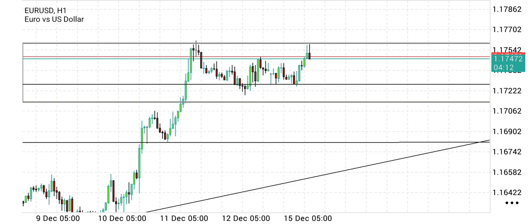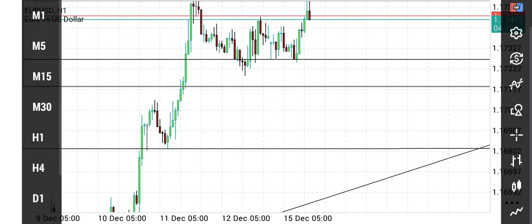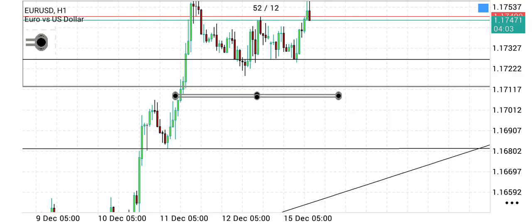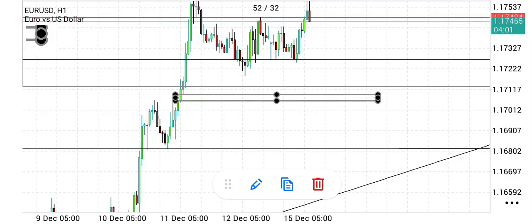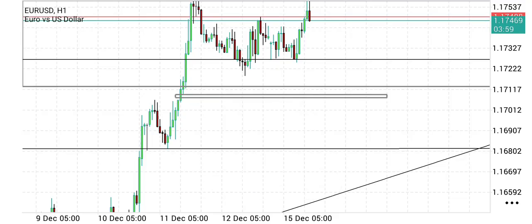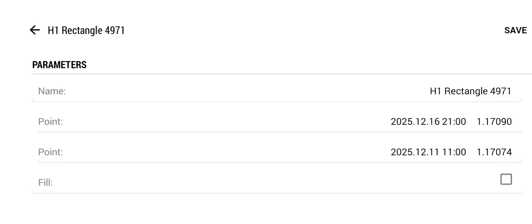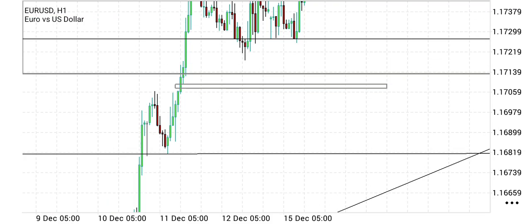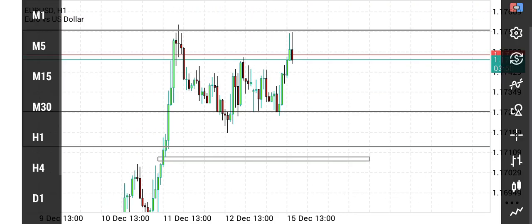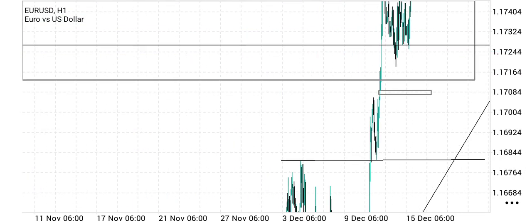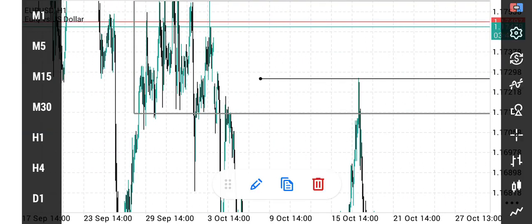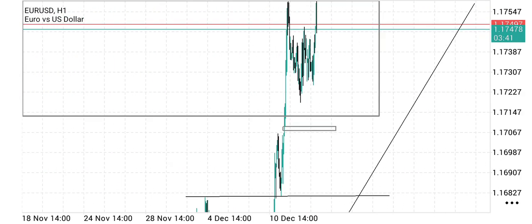So what I'm gonna do is take my rectangle and place it somewhere around here. This is where I will be looking for buys. I'll just delete this support zone and erase it.